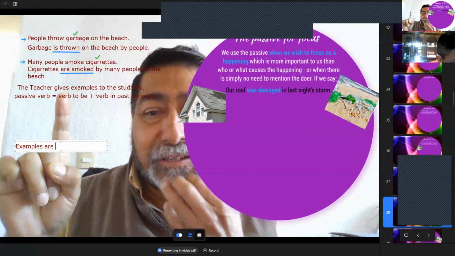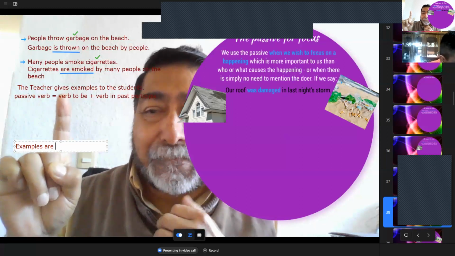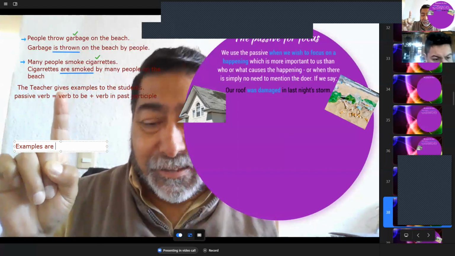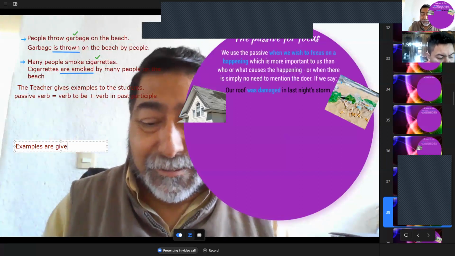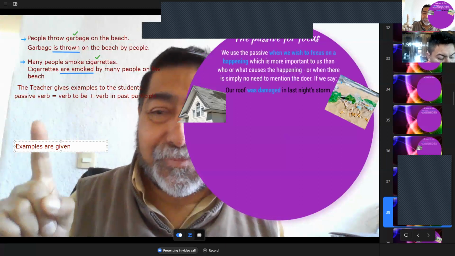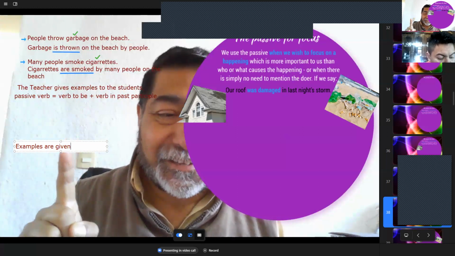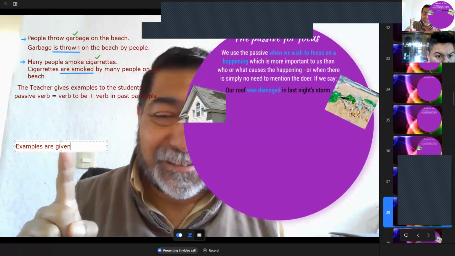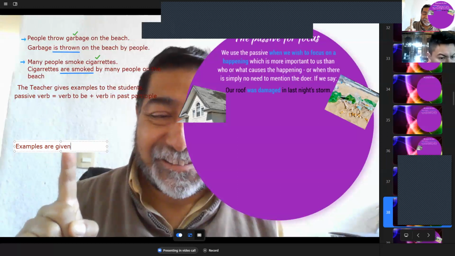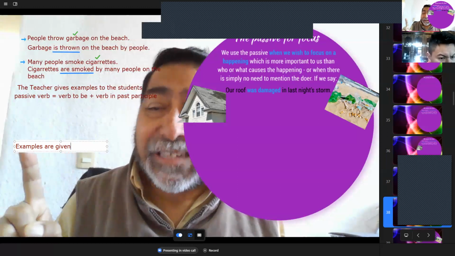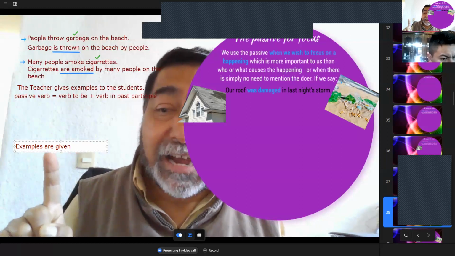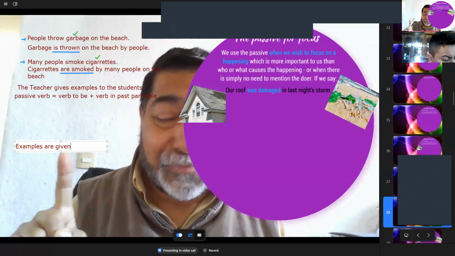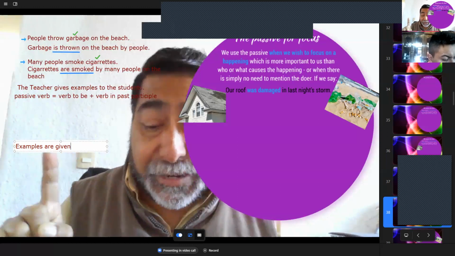What is the past participle of the verb? Given. So examples are given. This is my passive verb, are given. So examples are given.